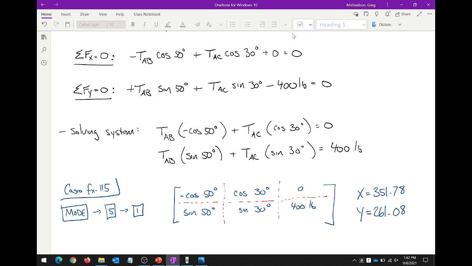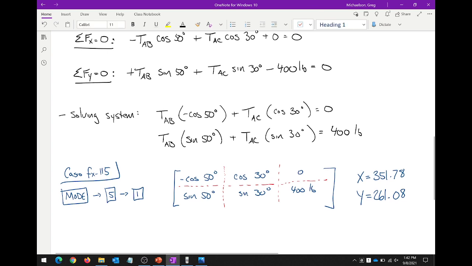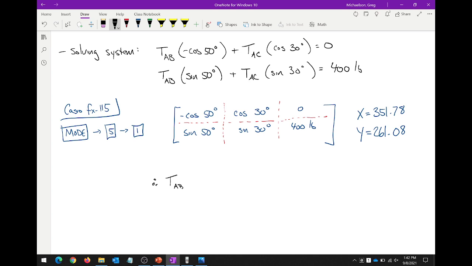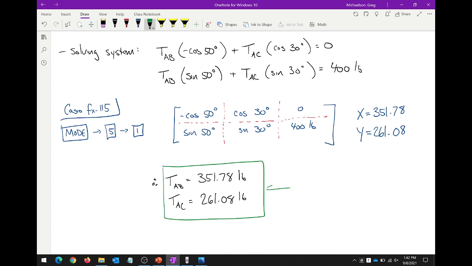So what's the answer? What are the tensile forces in these cables required to achieve static equilibrium? The tensile force in cable AB is 351.78 pounds. The tensile force in cable AC is 261.08 pounds. And that's the answer.